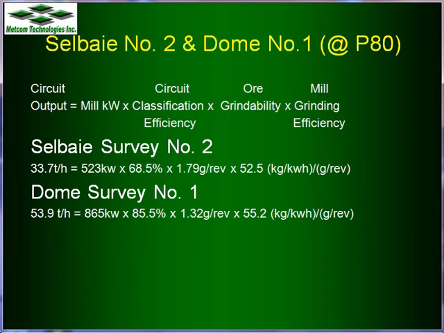This tells us by manipulating the pumps and the cyclones and the water usage in a grinding circuit, we can increase our efficiency up to as high as 85.5%, sometimes higher.